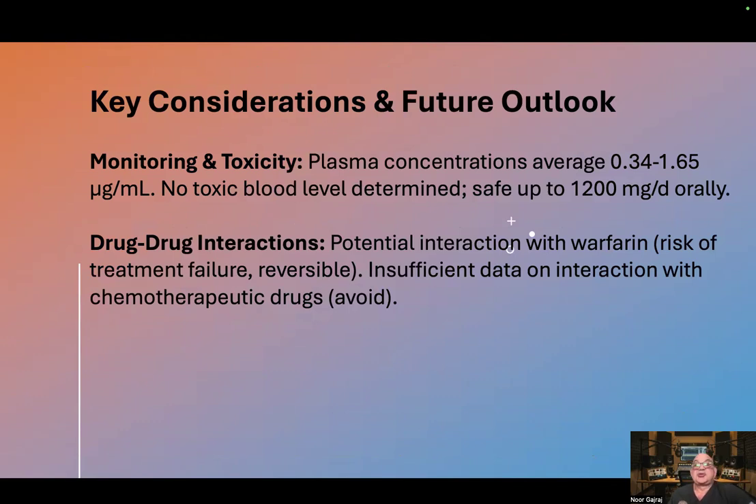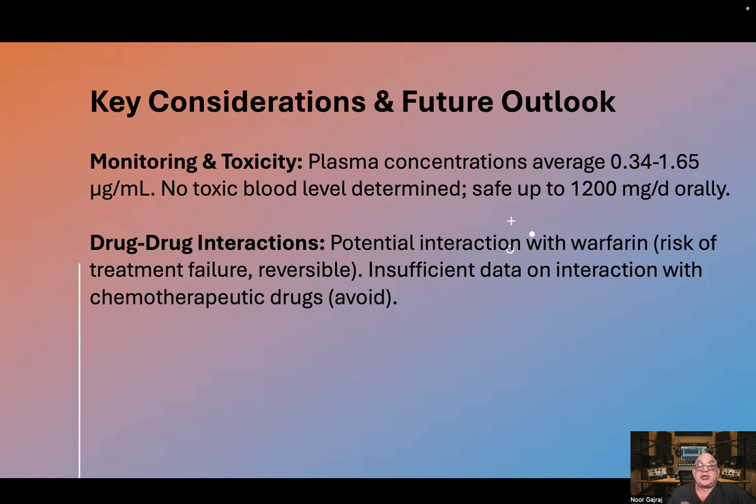Key considerations and future outlook: monitoring and toxicity. Plasma concentrations average 0.34 to 1.65 micrograms per ml. No toxic blood level has been determined. Safe up to 1200 milligrams daily orally.